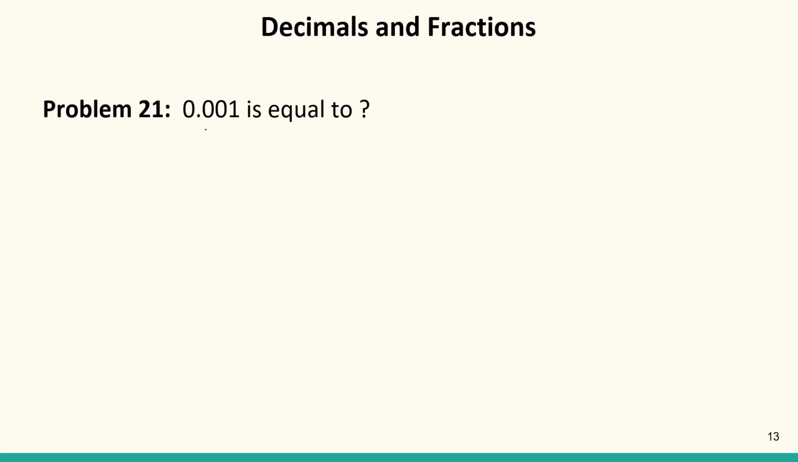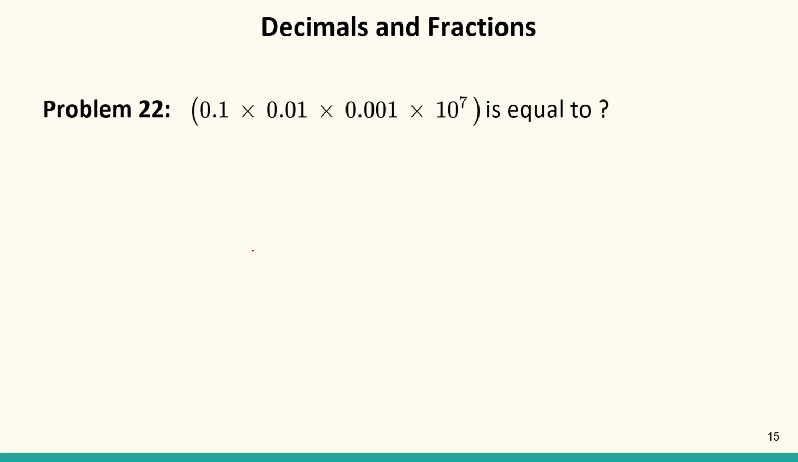Okay, problem number 21. It asks us what 0.001 is equal to. So we have 0.001, and what we do is multiply by 1000 and divide by 100. If we multiply this by 100, that is 1000. So what we are left with is 1, and there is a 1000 in the denominator, so this is the final answer. 0.001 is actually equal to 1 by 1000.